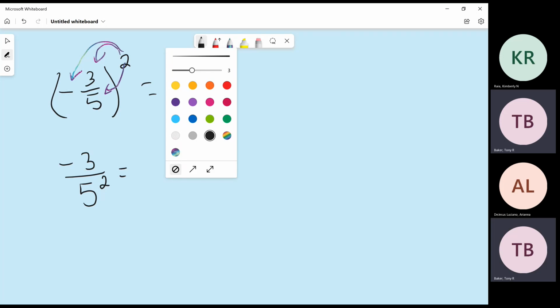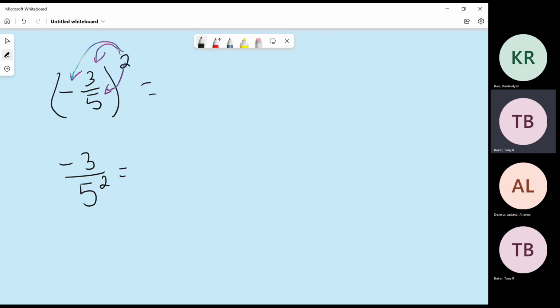So what's negative squared? What's a negative times a negative? Positive. So my negative sign is gone. So now 3 to the second power is what? That's 9. 5 to the second power is 25. And that's my answer.